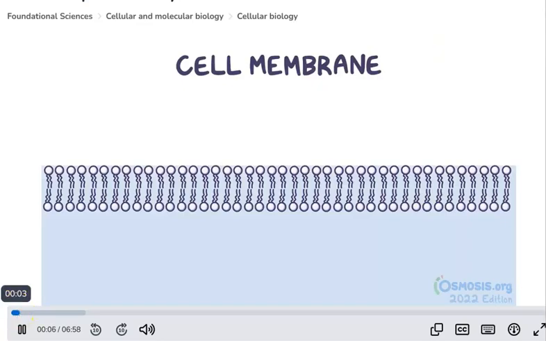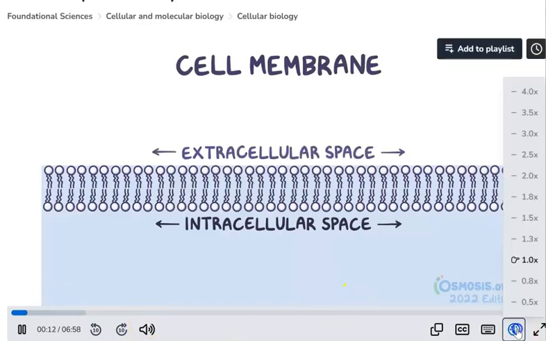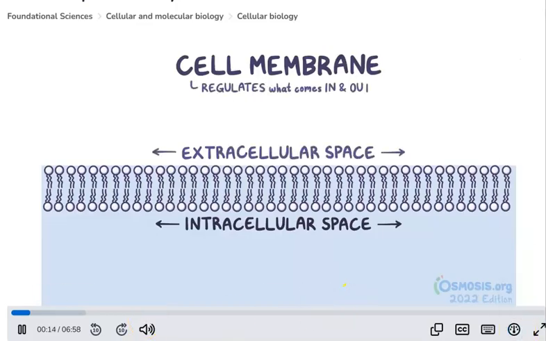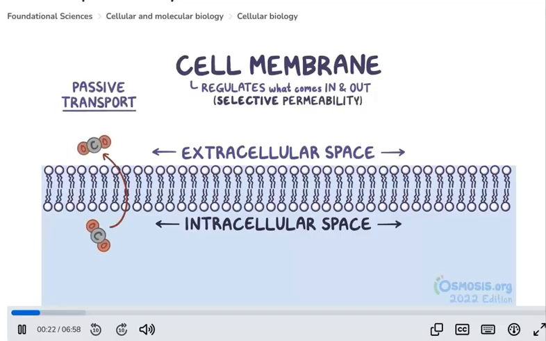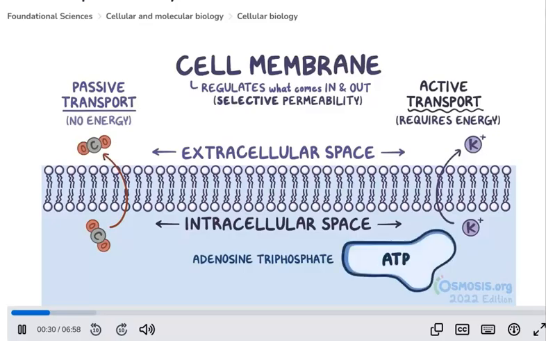Side of a cell. Let's start that. The intracellular space, this versus what's on the outside of a cell, the extracellular space. And it helps regulate what comes in or out of the cell, which is called selective permeability. Movement across the cell membrane can happen by passive transport, which requires no energy, as well as active transport, which requires energy in the form of adenosine triphosphate, or ATP for short.